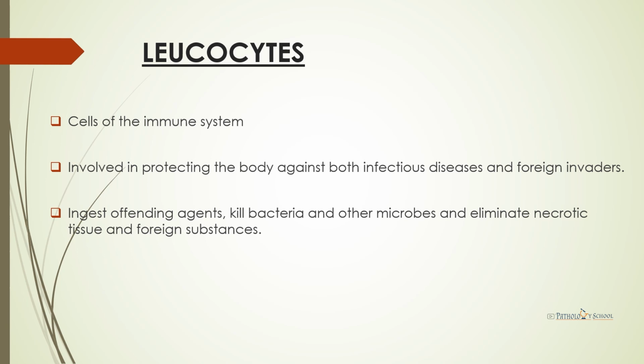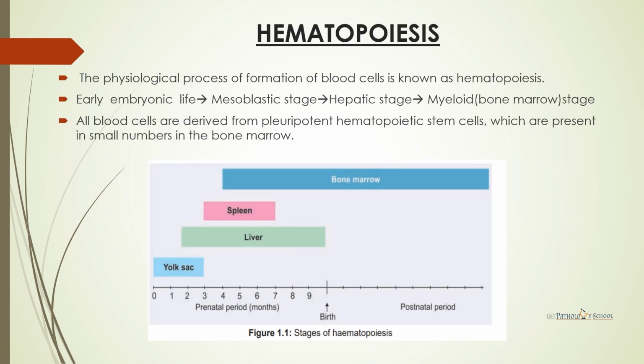Leukocytes are the cells of the immune system. They are involved in protection of the body against infectious diseases and foreign invaders. They ingest the offending agents, kill the bacteria and other microbes, and eliminate the necrotic tissue and foreign substances. Before going into the disease proper, let's see first how leukocytes are formed.